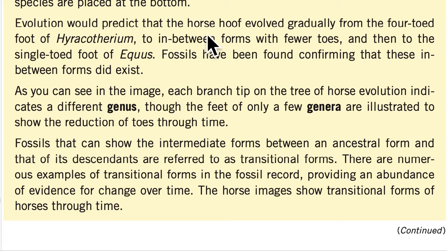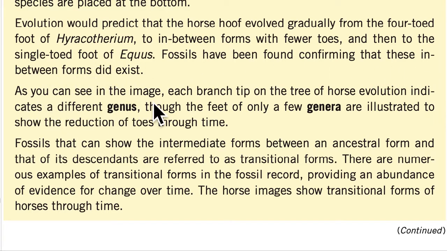Evolution would predict that the horse hoof evolved gradually from the four-toed foot of Hyracotherium to in-between forms with fewer toes, and then to the single-toed foot of Equus. Fossils have been found confirming that these in-between forms did exist.